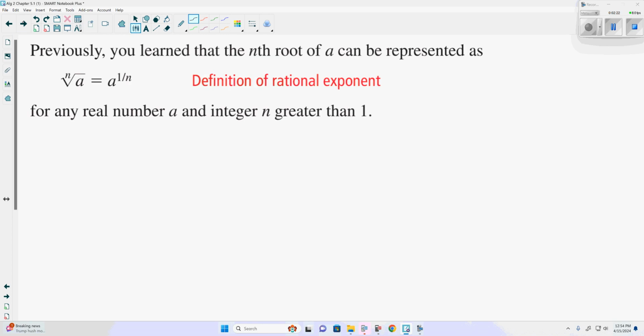Now, something we've learned already is that the nth root of a is equal to a to the 1 over n. So we can turn a radical into a rational exponent. Now, the n goes on bottom of the fraction. So our index, our root, what we're taking, goes on bottom. And actually, the exponent goes on top. So the nth root of a to the x is the same as a to the x over n. The nth root of a to the x is equal to a to the x over n.